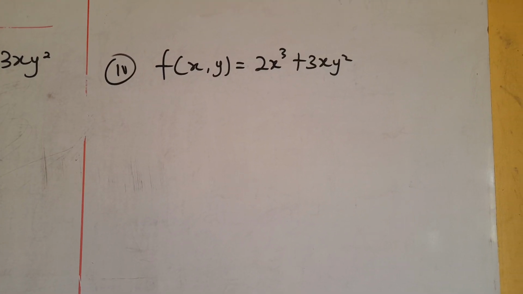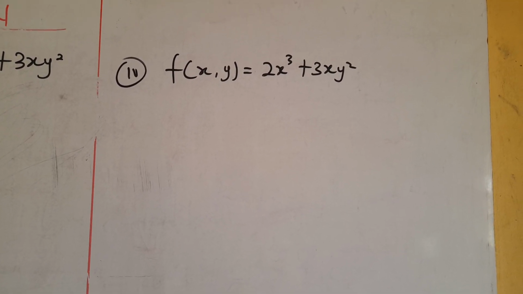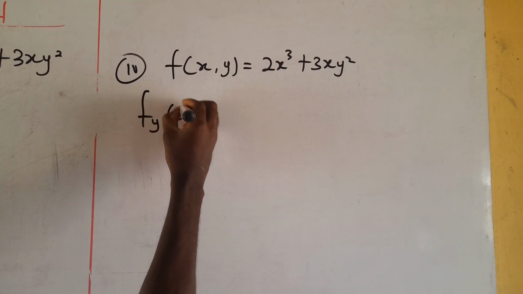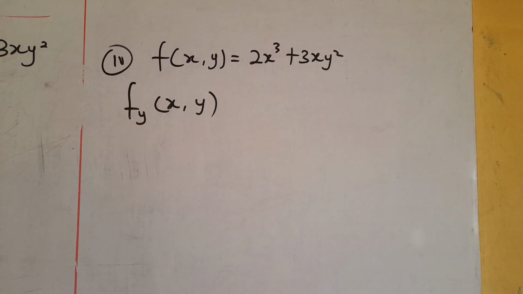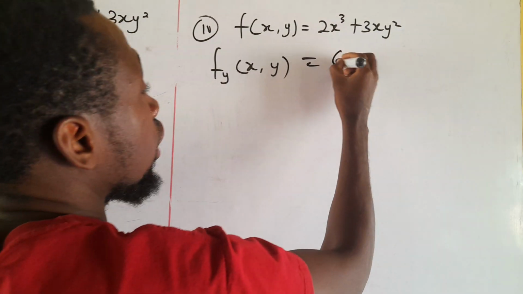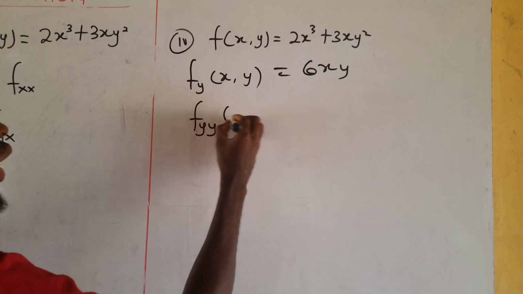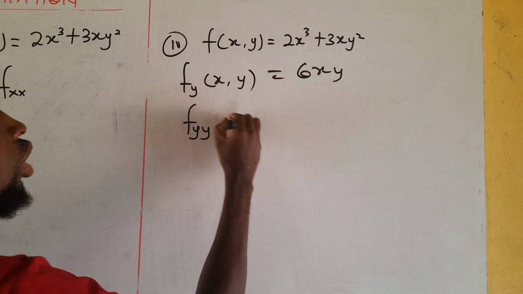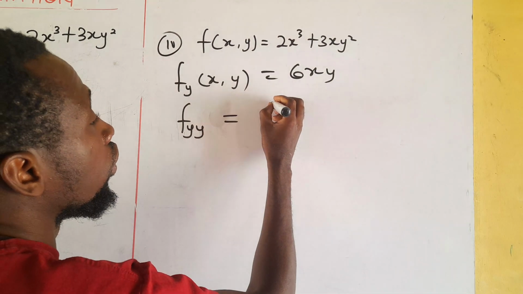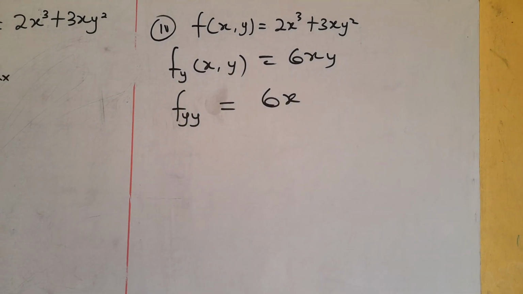So solve the fourth one. That's the partial differentiation of the function with respect to y, then with respect to y again. In that case, we need to find the partial differentiation of the function with respect to y. And what do we have? Look at it. We have 6xy. Now the partial differentiation of this function with respect to y again is what we are finding. So in that case, the x will be held constant. So we have 6x. I hope you get that.